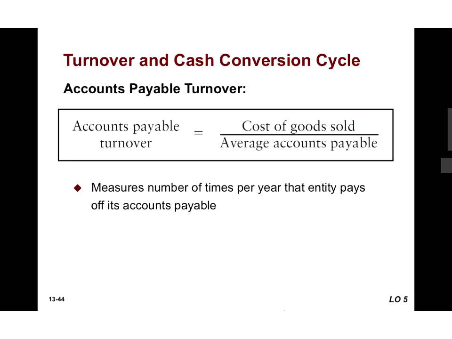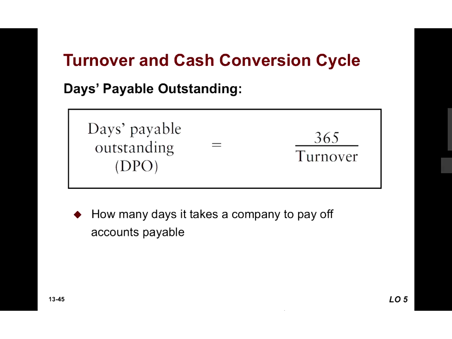Next up is accounts payable. So all of a sudden we're looking at us paying our bills. In general, accounts payable turnover: how many times a year does the entity pay off its accounts payable? And the flip side of that is, on average, how long does it take us to pay our accounts payable?